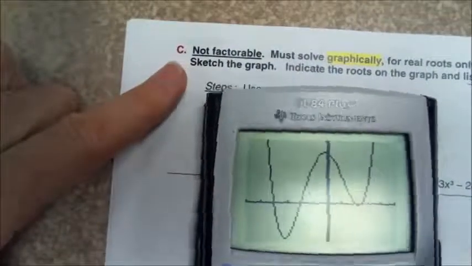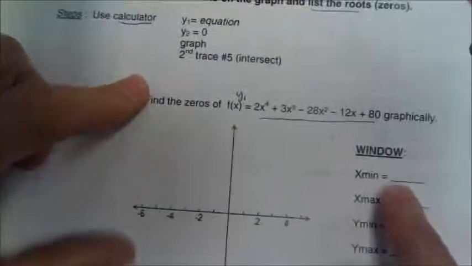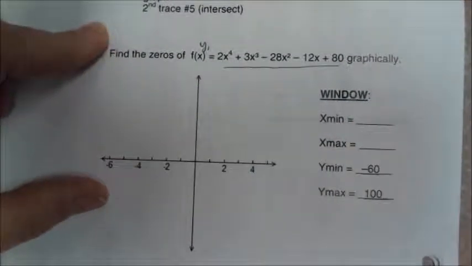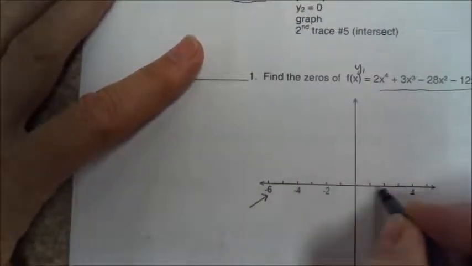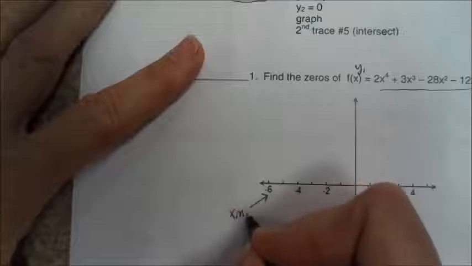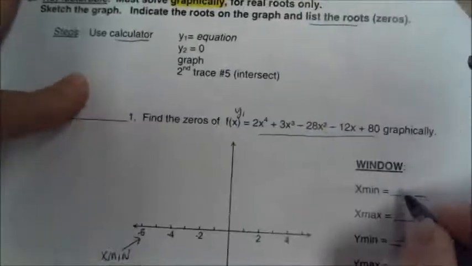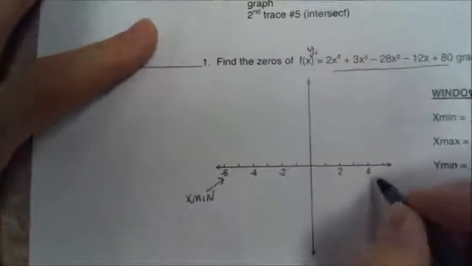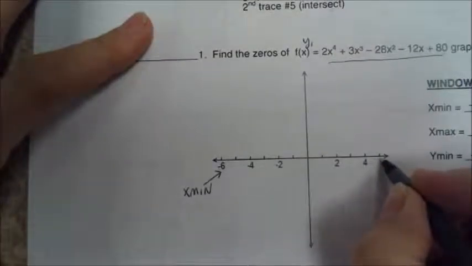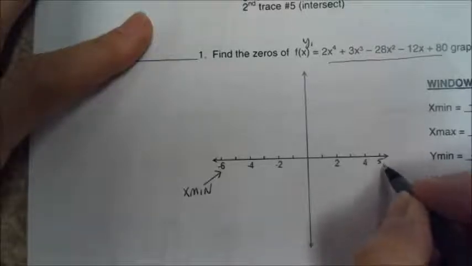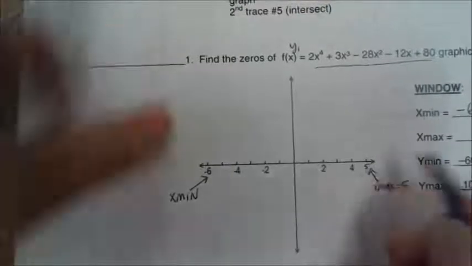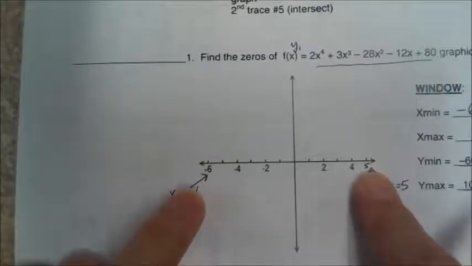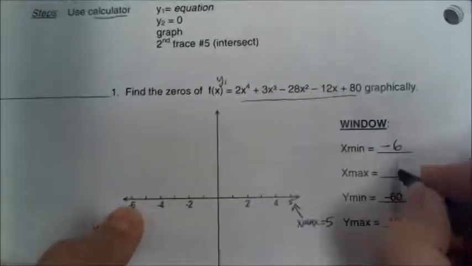Before we press the graph button, we're going to change the window. Over here on the side, I listed what your window should be. Over on the left, this is the x-axis, so this is x min. We're going to make our x min equal to -6 on our window. And then over here, this goes over to 5. This counts by twos, but this is actually 5. So we're going to let our x max be equal to +5, just because that's where our x-axis goes from. It goes from -6 to +5.